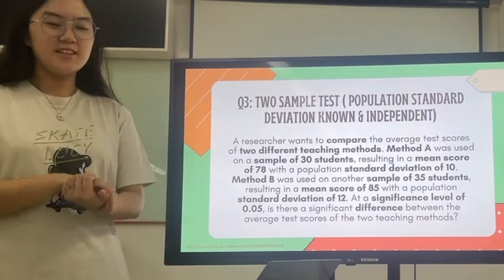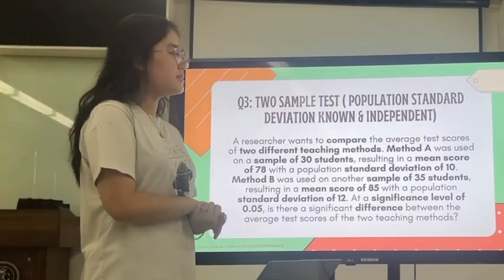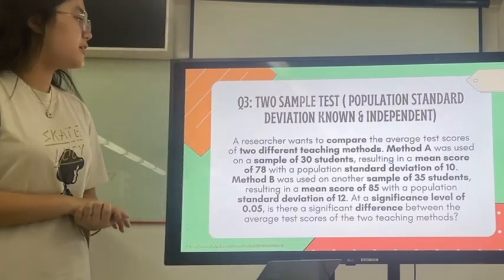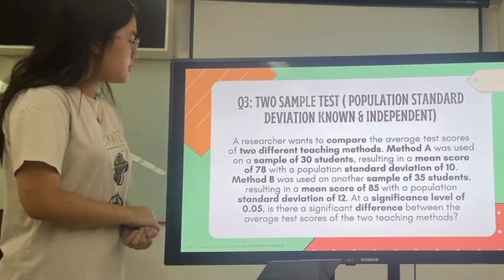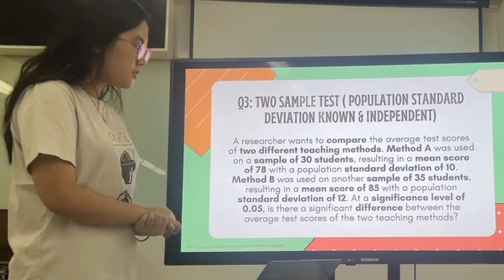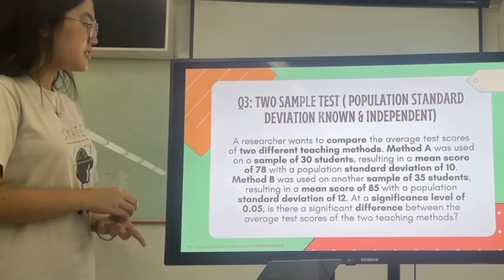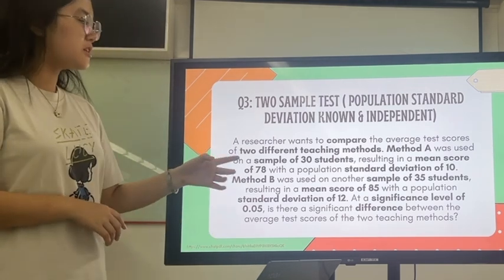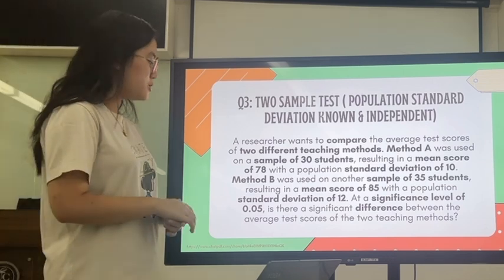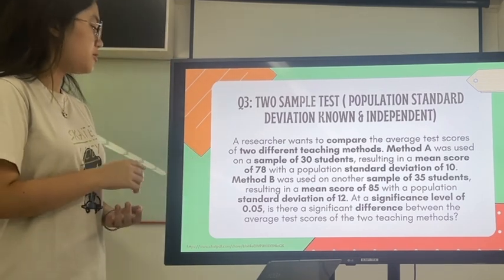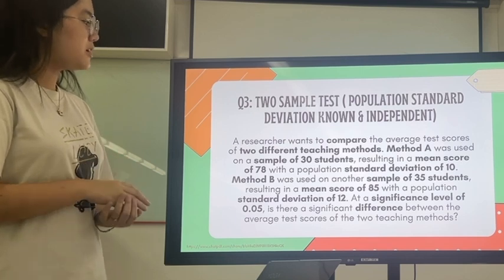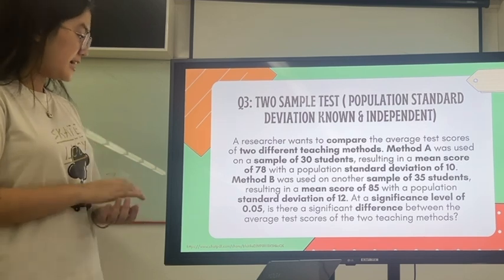So for question 3, we're going to talk about the two-sample test where the population standard deviation is known and the samples are independent. So the question is, a researcher wants to compare the average test scores of two different teaching methods. Method A was used on a sample of 30 students, resulting in a mean score of 78 with a population standard deviation of 10.